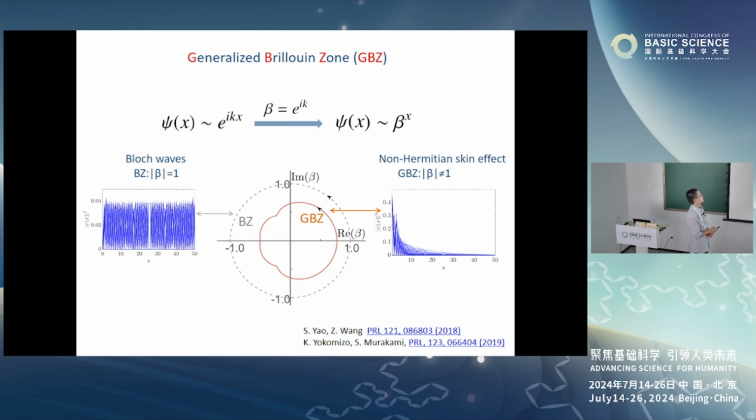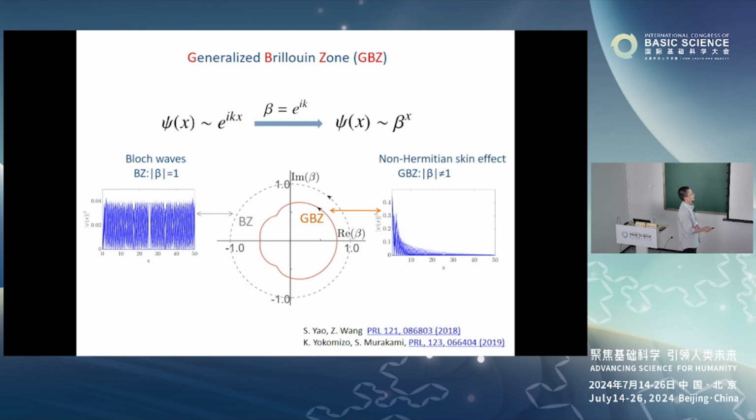To precisely characterize this non-Hermitian skin effect, we generalize the concept of the Brillouin zone of solid state to this non-Hermitian system. So instead of the wave vector k, it's more convenient to work with the phase factor beta, which is e to the i times the wave vector. So the Bloch wave can be written as beta to the x, but with beta living on the unit circle. When the modulus of beta is 1, then this describes a Bloch wave.